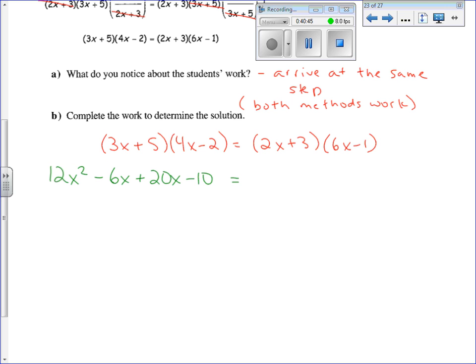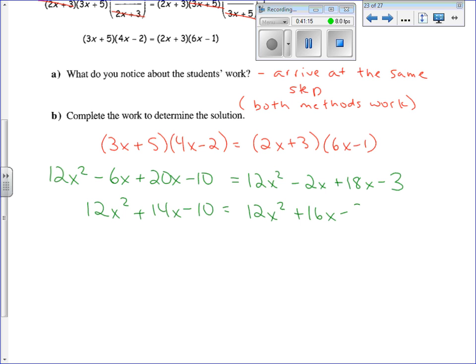2x times 6x is 12x squared. See, and that's where I said it's going to be kind of easier than it looks because those are going to cancel. 2x times negative 1 is negative 2x. 3 times 6x is positive 18x. And 3 times negative 1 is negative 3. So I'm just going to combine my middle terms. 12x squared plus 14x minus 10 equals 12x squared plus 16x minus 3.